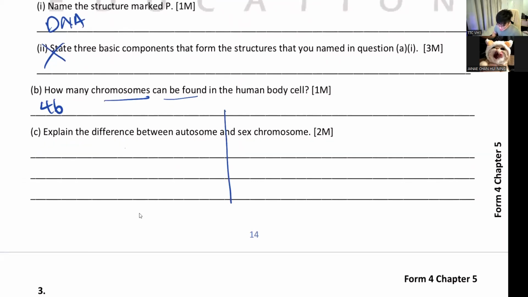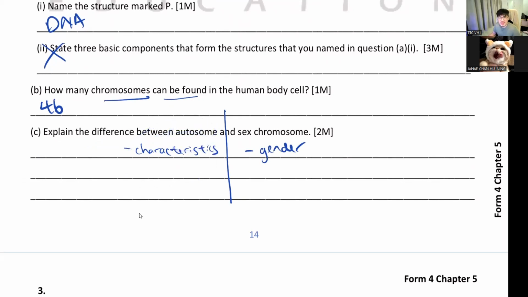This one I already said. Autosome is to determine your characteristics, and sex chromosome is to determine your gender. So your face, your outlook, how good you look, it depends on your autosome.